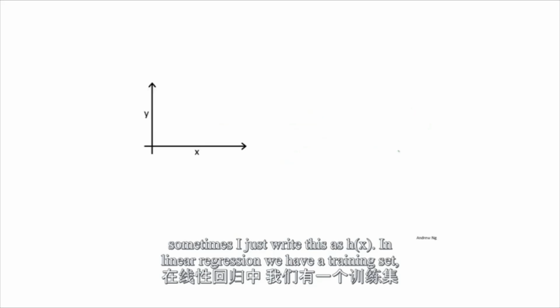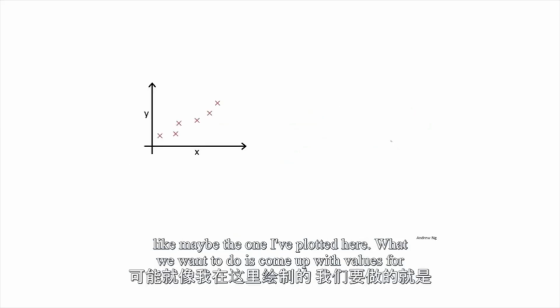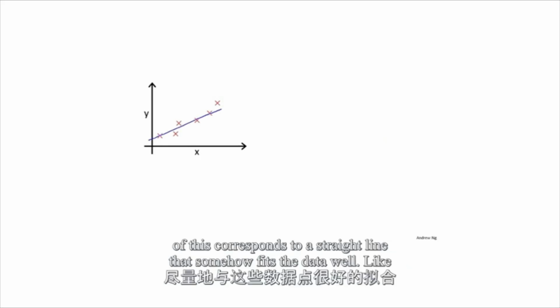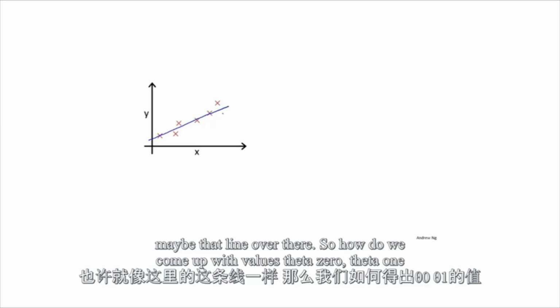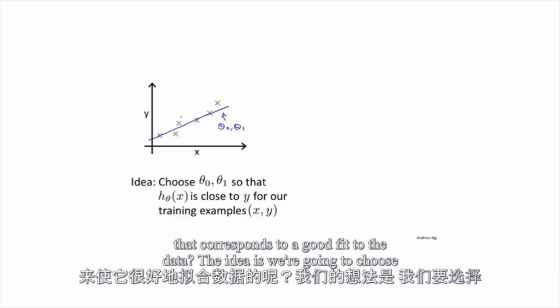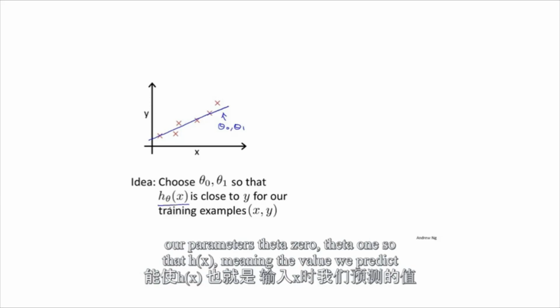In linear regression, we have a training set, like maybe the one I've plotted here. What we want to do is come up with values for the parameters theta 0 and theta 1, so that the straight line we get out of this corresponds to a straight line that somehow fits the data well, like maybe that line out there. So how do we come up with values theta 0, theta 1 that corresponds to a good fit to the data?